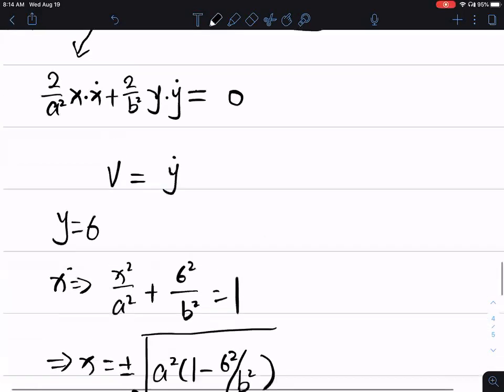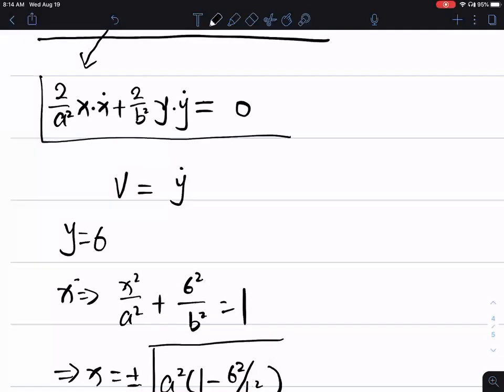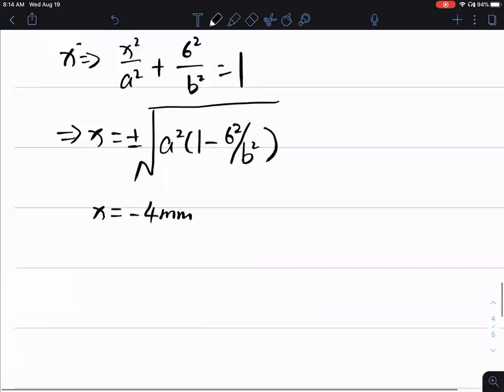Okay, so now let's go back to here. Now we know x, we know y, we know y dot. x dot is the only unknown. And we can solve for x dot. If you plug in all the numbers, you end up with x dot equals 11.25 millimeters per second.